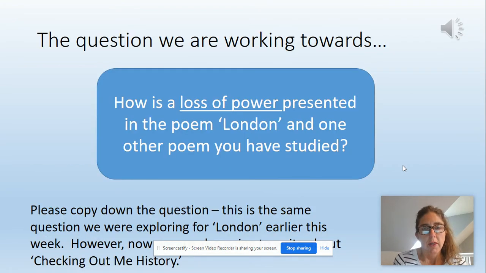This is the question that you're going to be writing about, and it's the same question that we used for London in the last few lessons. So how is a loss of power presented in the poem London, and one other poem we've studied? You've sort of done the London side of it, and now we need to do the same sort of thing for Checking Out History.